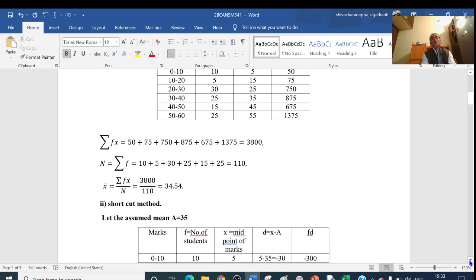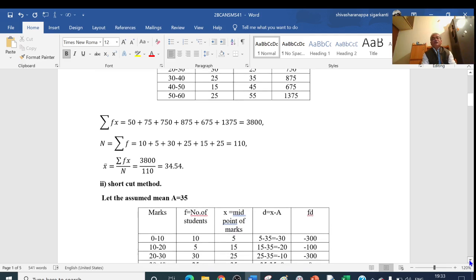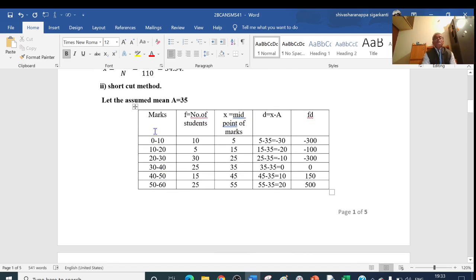Here we have to take the assumed mean. Again we write the same table here. This is the class interval, this is the frequency, and this is the midpoint. Let me assume the assumed mean to be, say, 35. Then d is nothing but x minus a. That is here 5 minus 35, 15 minus 35, 25 minus 35, 35 minus 35, 45 minus 35, 55 minus 35. And then we have to find f into d.